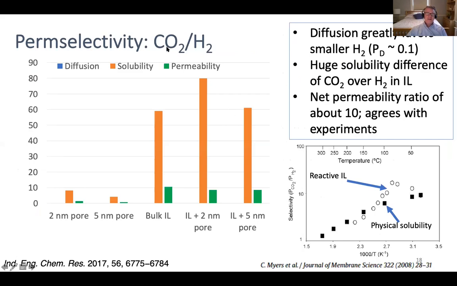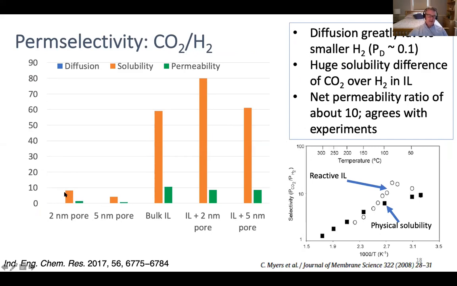He did this also for CO2 hydrogen. This shows a very different type of behavior. The diffusivity greatly favors the small hydrogen. So now the hydrogen is 10 times as fast through the pore. So that means that for these empty pores, you actually don't have much of a selectivity at all.